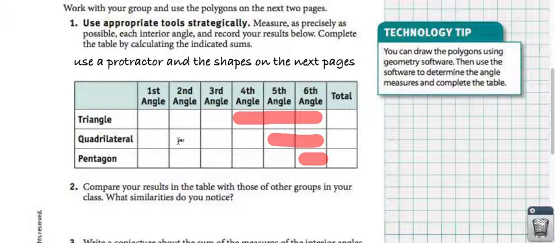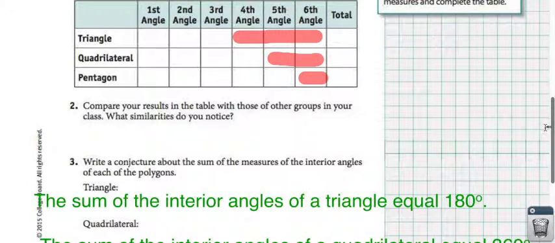So now that you have measured the polygons, you should have noticed that the sum of your triangle should be 180 or close, because there is a margin of error from measuring in your book and on an angle and all of that. And then for the quadrilateral it should be close to 360, and for the pentagon, it should be close to 540.